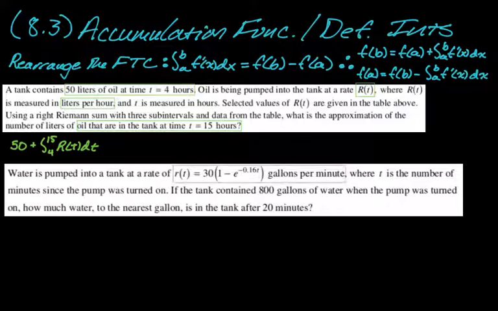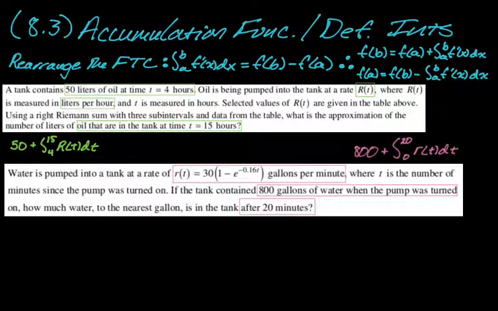What's relevant here? R of t is the rate of change. 800 is what we started with, and we want to know after 20 minutes. So we're going to do what we started with plus the integral from 0 to 20. Notice in the previous one, we went from 4 to 15 because the amount we knew to begin with was at t equals 4.